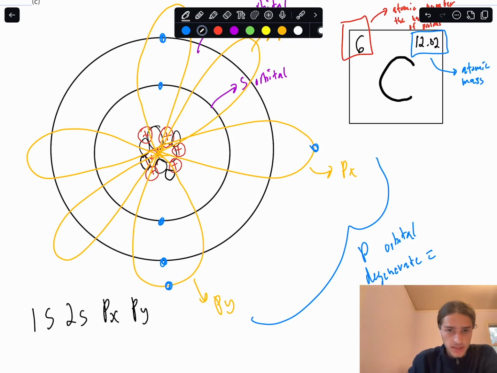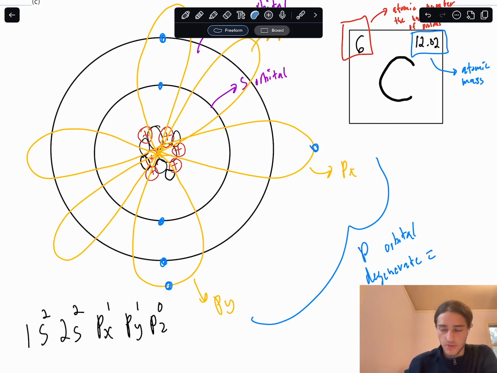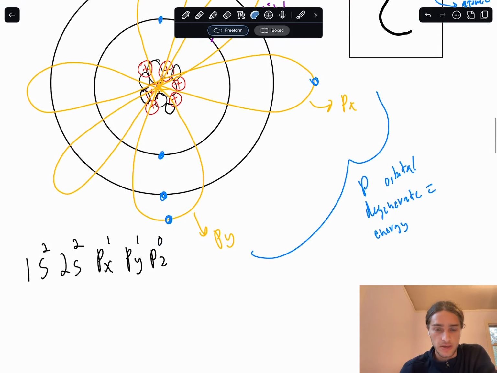And then I'm going to put how many electrons went into each. So I put 2 in the s's, and then I put 1 in the x and 1 in the y. And just to be complete, let's write the pz and write a little 0, because we do have that pz orbital here. It's just empty right now. But we could have just as well put an electron there.